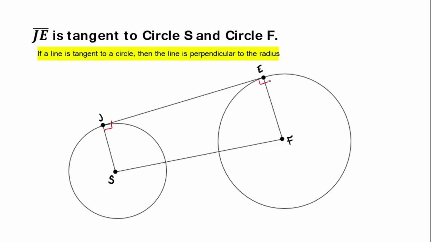I'm drawing in my 90-degree angles into that section created by the radii, the tangent line, and the distance between the centers of the circles. And let's say that the small radius is 8, the big radius is 12, and the distance between the centers is 18, and I want us to find the length of the tangent.